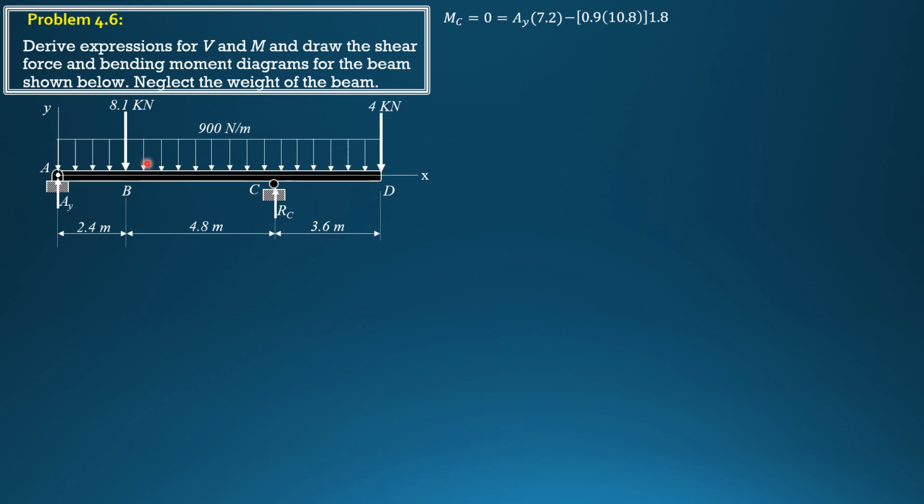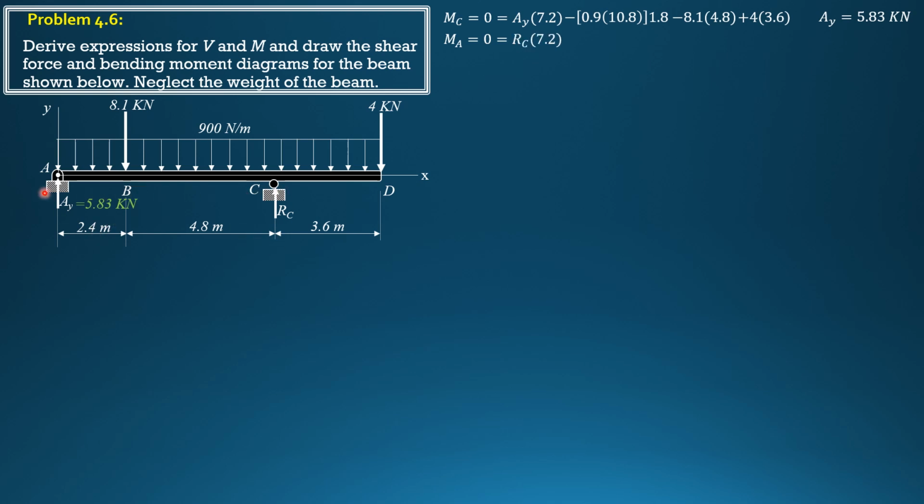Then minus 8.1 times 4.8, then plus 4 times 3.6. So solving for AY is equal to 5.83 kilonewtons. Then summation of moment about A is 0. So let's put 5.83 kilonewtons.